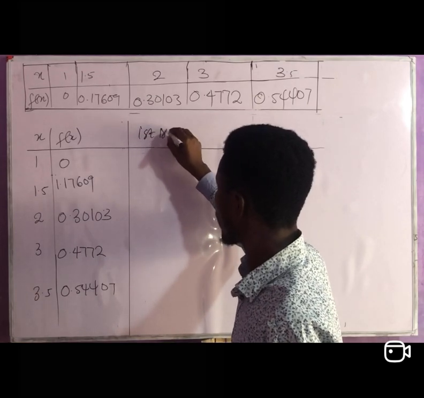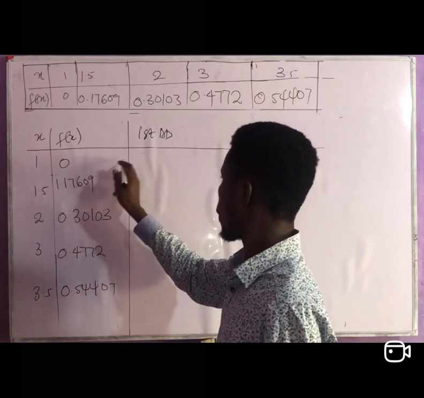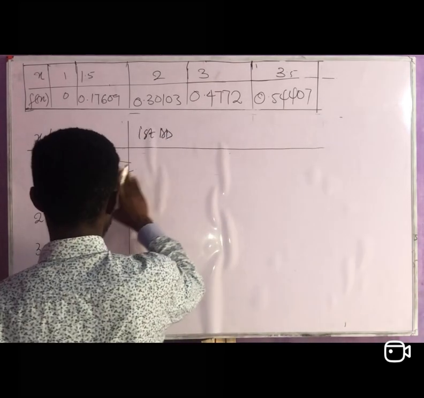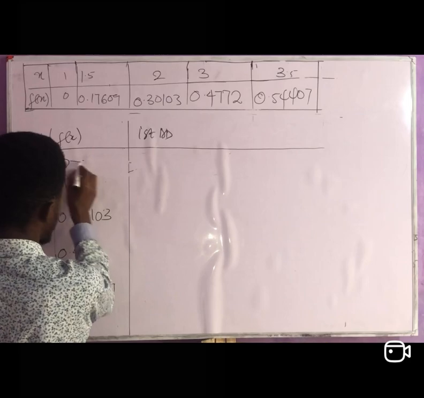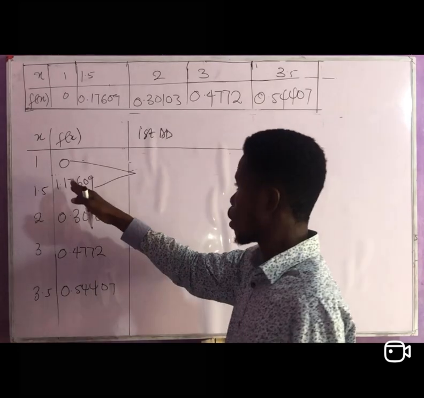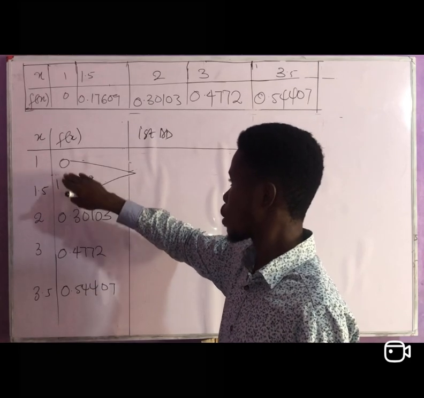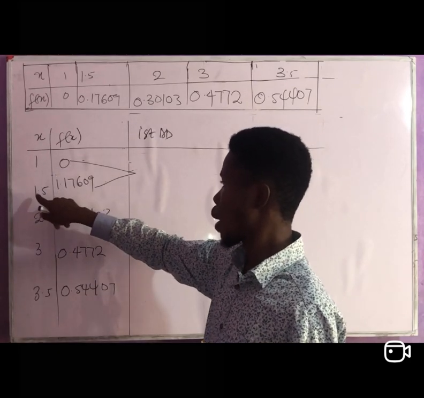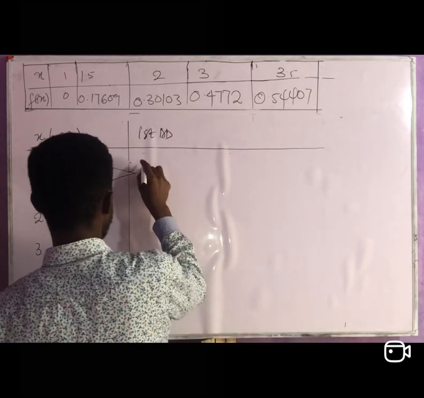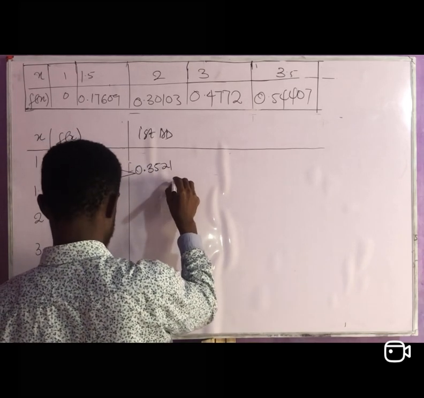Now if you want to draw the table, first you have to go to the first divided difference. For the first, we are picking this one and that. Let me redo it all. And how do we do this? You only take the difference over the difference of this. I've explained this before. So this minus that over 1.5 minus 1. And when you do that, you are going to have 0.35218.